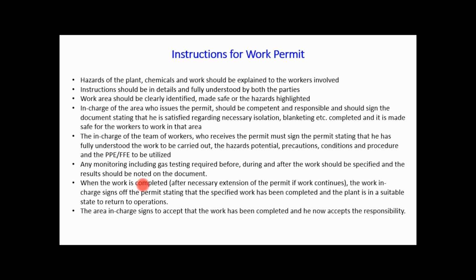So if the permission is granted, then after the necessary extension, we have to continue that work, and after completion of that work, both the parties should be satisfied that all the conditions are safe for the routine work or the regular work, so that we can start our routine operations. Then the area in charge signs to accept the work has been completed, and he now accepts the responsibility. So that is the main part.